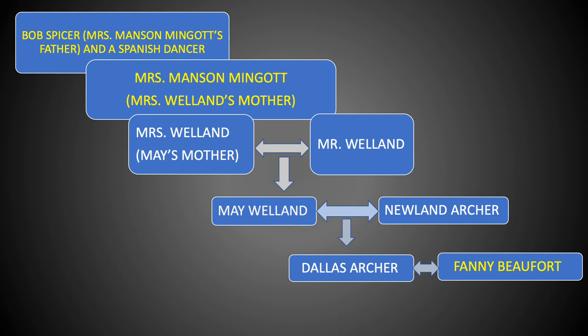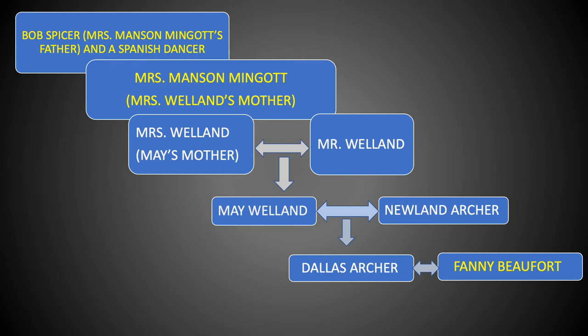Now, as you look at this genealogy on the slide, note the far ends of the sequence, which indicate just the kind of new blood Mrs. Mingott is talking about. It's no accident that her own father is named Spicer, and that his passionate nature led him to leave his wife for an unnamed but exotic-sounding Spanish dancer. It's telling that Mrs. Mingott, the family matriarch who exhibits a number of unconventional thoughts and eccentricities, calls Newland Archer "No Bob Spicer" when he proposes to her granddaughter.